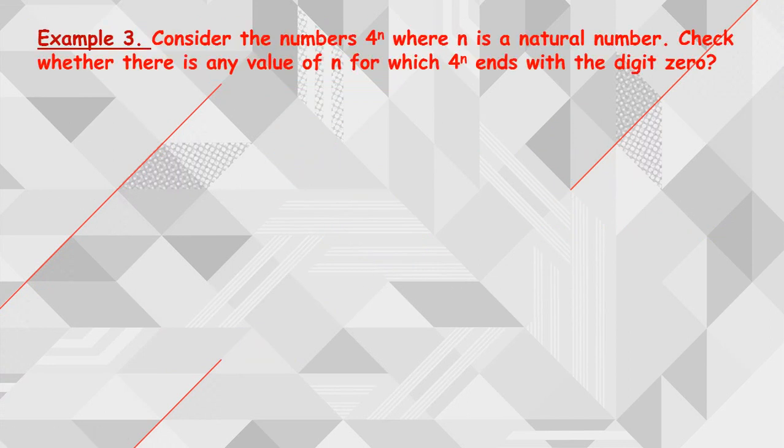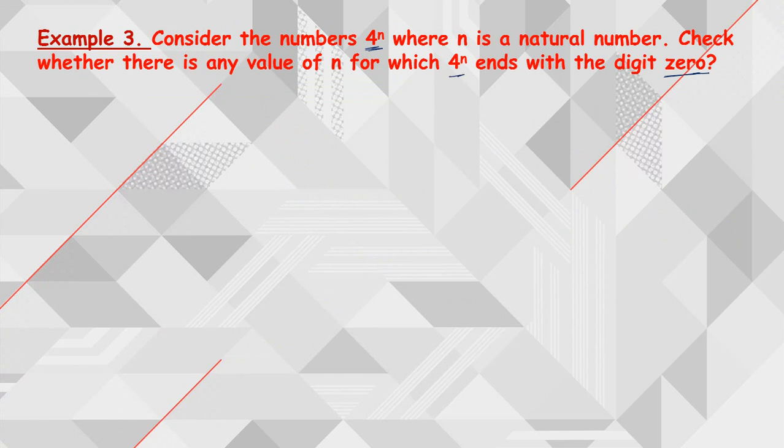Now let us see. Example number 3. So in your textbook, example number 3. What has been given: consider the number 4 power n, where n is a natural number. Check whether there is any value of n for which 4 power n ends with the digit 0.